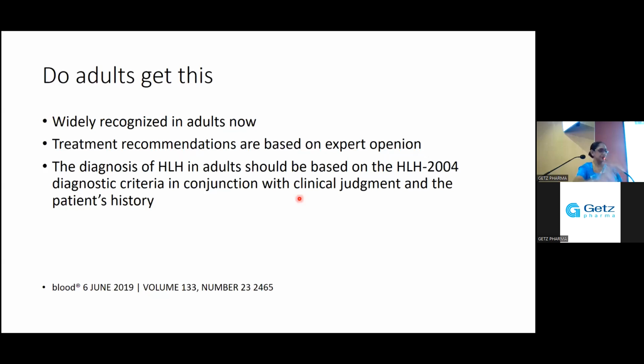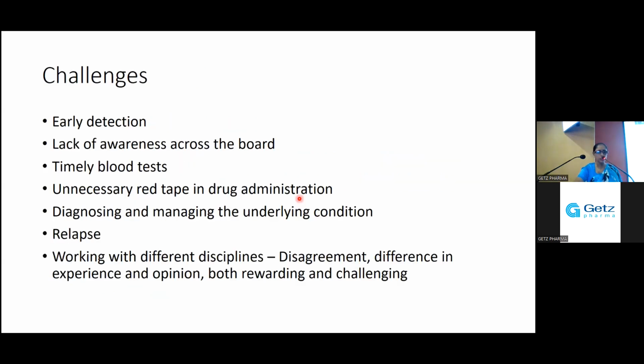So it also takes clinical judgment into account, right? So the challenges: early detection, and lack of awareness across the board. One of the reasons that our last patient died was that on Sunday the teams changed and they did not tell me the fever came back, because on Saturday when we were going home, that child's fever was nicely controlled.